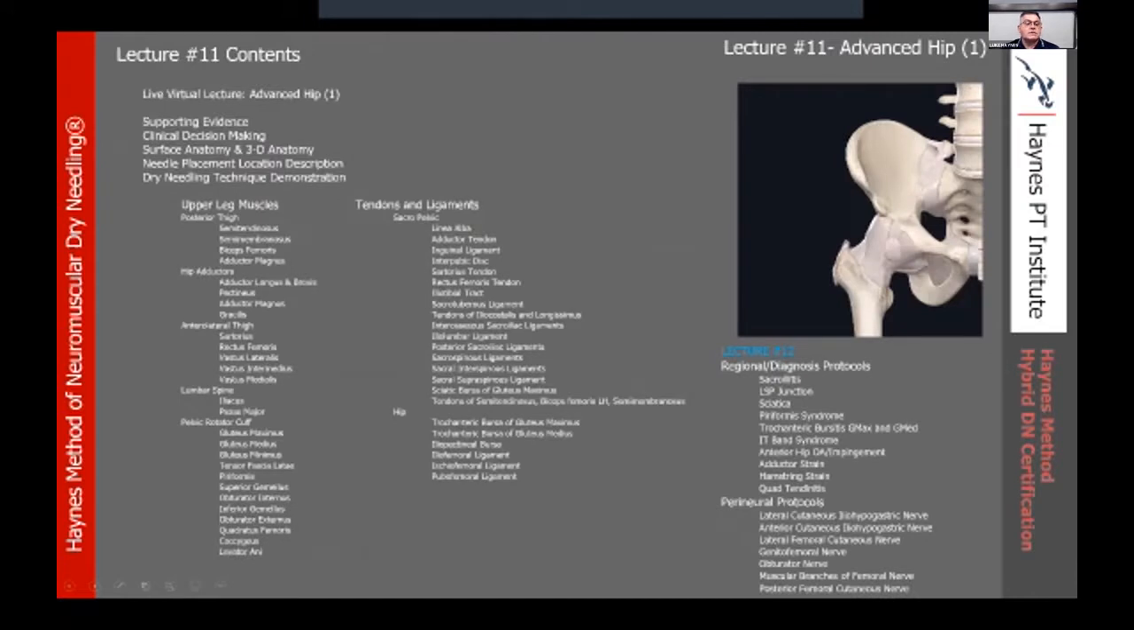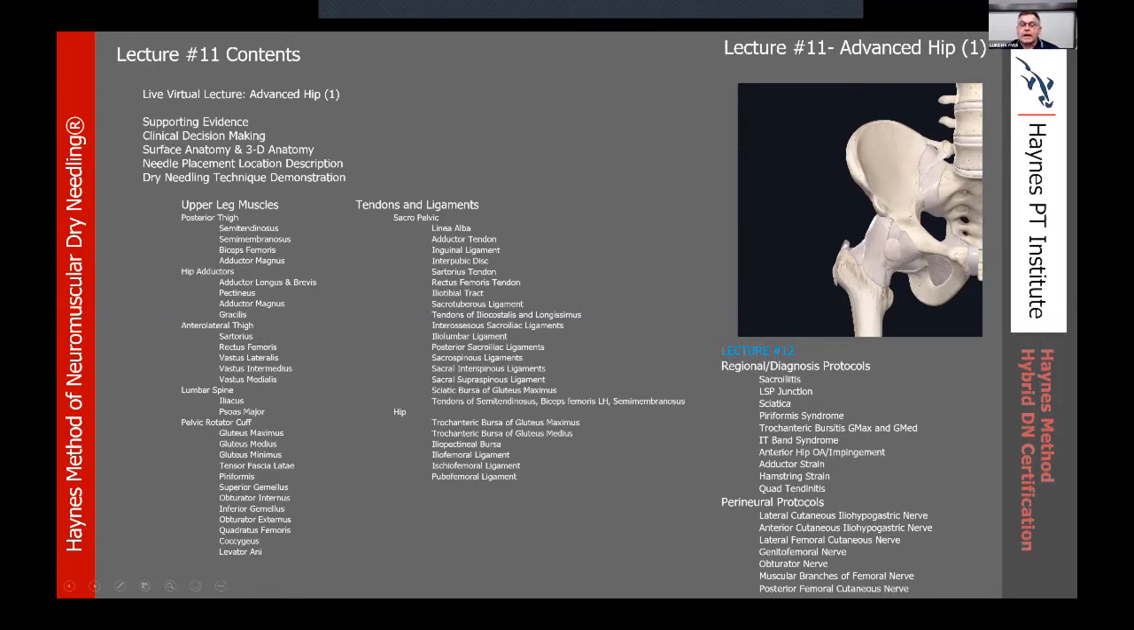So advanced hip number 1, lecture 11. Today's lecture is going to be the upper leg muscles: posterior thigh, hip adductors, anterolateral thigh, the lumbar spine, and the pelvic rotator cuff. You'll note that we've already covered the posterior thigh, anterolateral thigh, and the pelvic rotator cuff previously. We're going to cover it again, maybe not in as much detail. The biggest add-in here is going to be the hip adductors and the muscles in the lumbar spine, iliacus and psoas major. A big piece of what we'll dive into are all of the tendons and ligaments in both the sacropelvic region and around the hip.